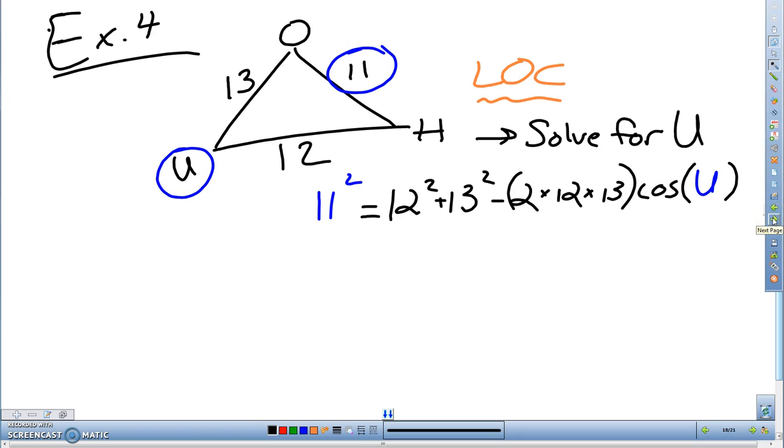So go ahead and pause it. Try to solve it yourself. And then once you think you have it, press play, and you'll see how I did it next.